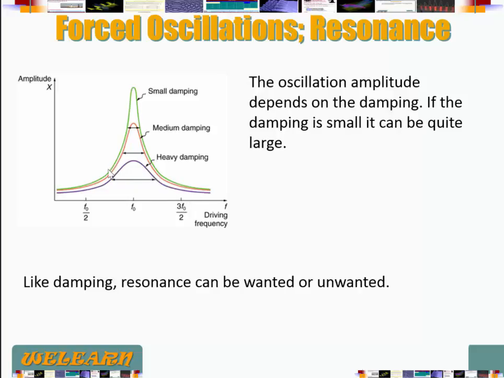Now, if the damping is less, we get a higher amplitude, and an even higher amplitude if we have even lesser damping. We have resonance when the driving frequency matches with F0. And you notice at resonance we can get quite a large amplitude. The damping is quite small.